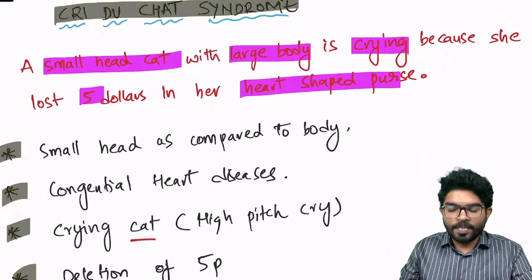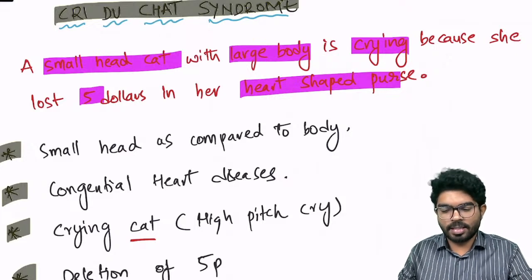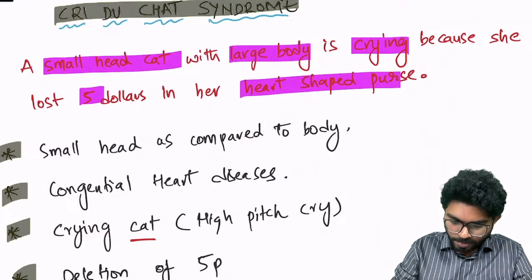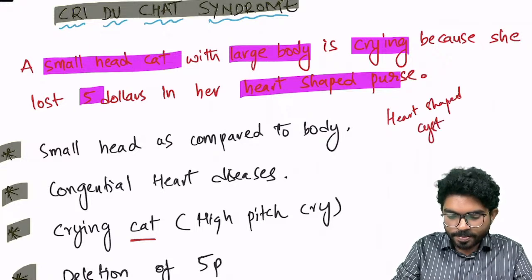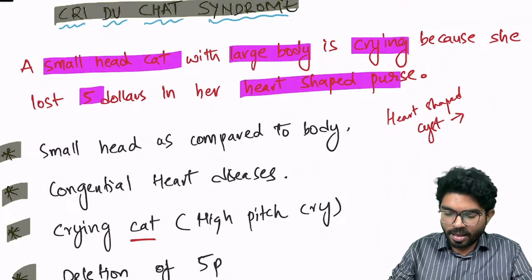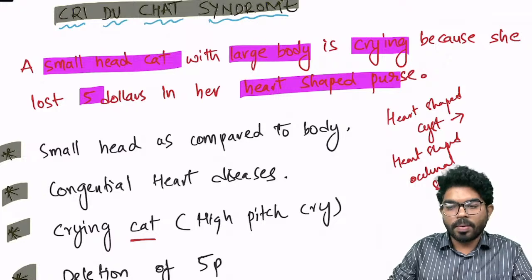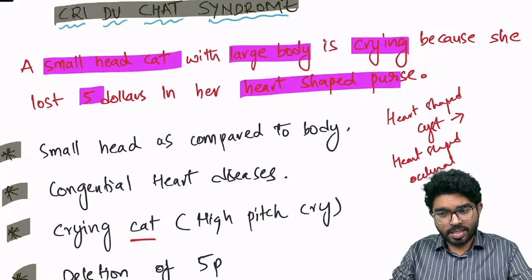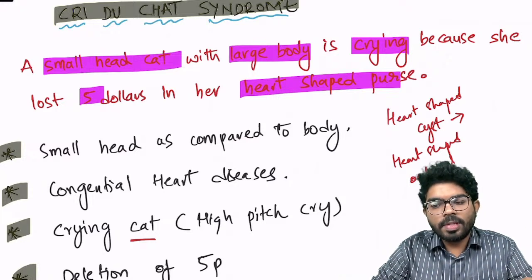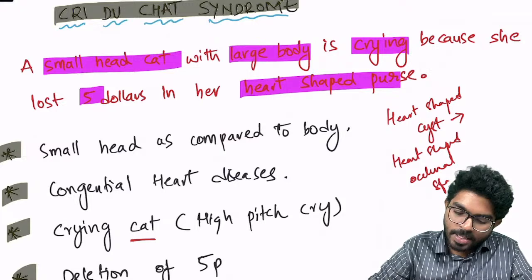Before going into that, can you tell me what is a heart-shaped cyst for a dentist? What is the heart-shaped occlusal surface? In which particular teeth do you see an occlusal surface which looks like a heart? What is the heart-shaped cyst? Yes, the heart-shaped cyst is the nasopalatine cyst.